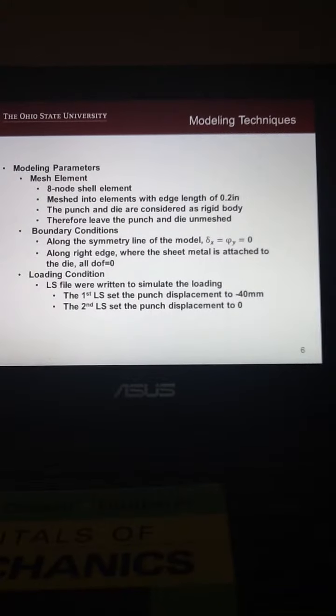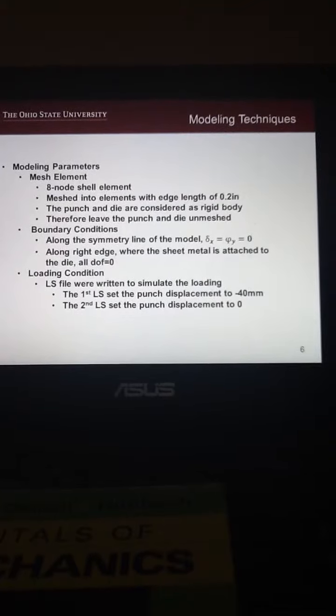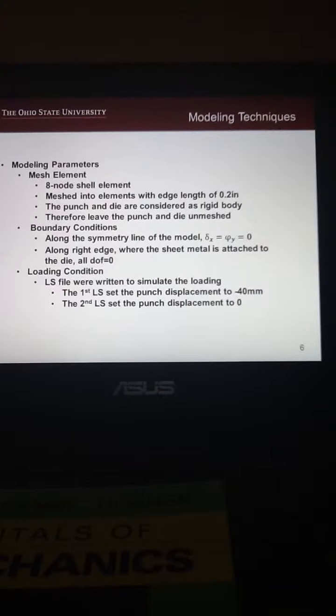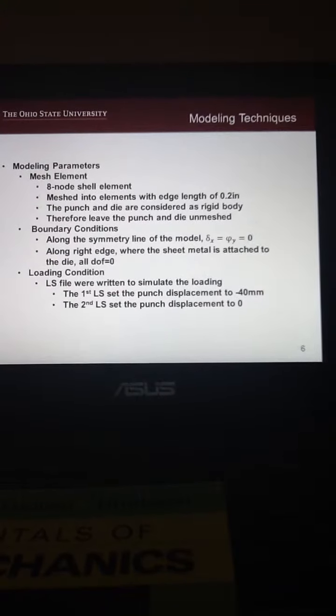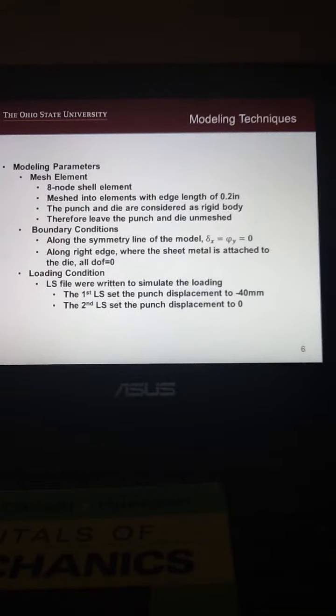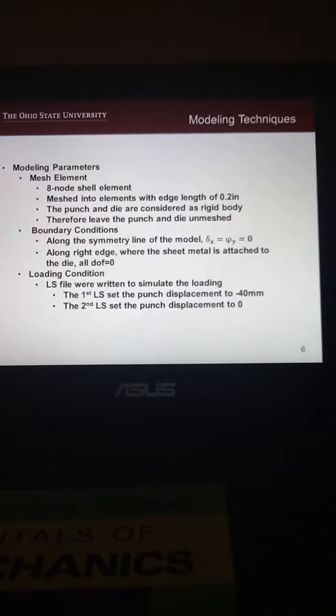Here are the modeling parameters. First is the mesh element. We use 8-node shell elements and mesh them into elements with edge lengths of 0.2 inch. The punch and die are considered rigid bodies, therefore we leave the punch and die unmeshed.